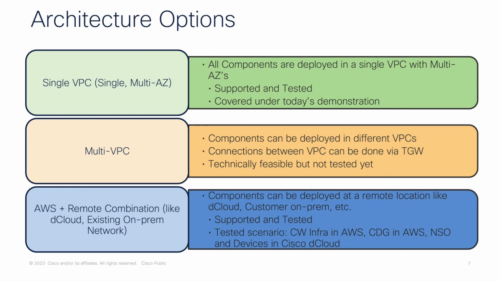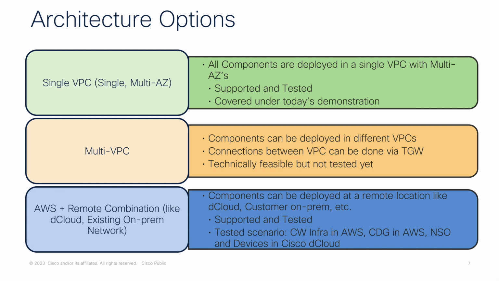The various architecture options that are available today at your fingertips for CNC deployment in an AWS cloud are as follows. You can deploy everything on a single VPC, you can deploy it on multi VPC, or you can deploy on an AWS VPC and then connect to your remote location. In a single VPC, you can do both single AZ and multi AZ. Today's solution will be deployed in multi AZ.